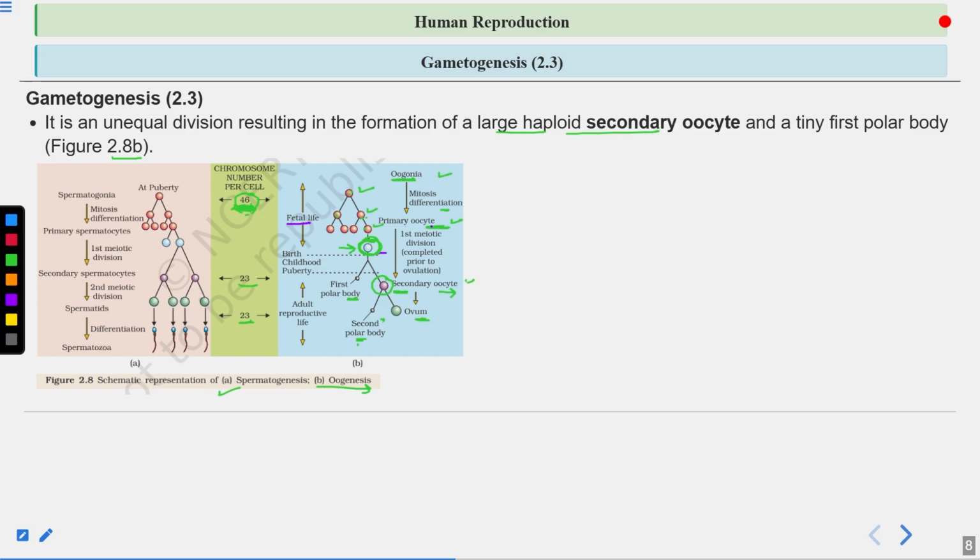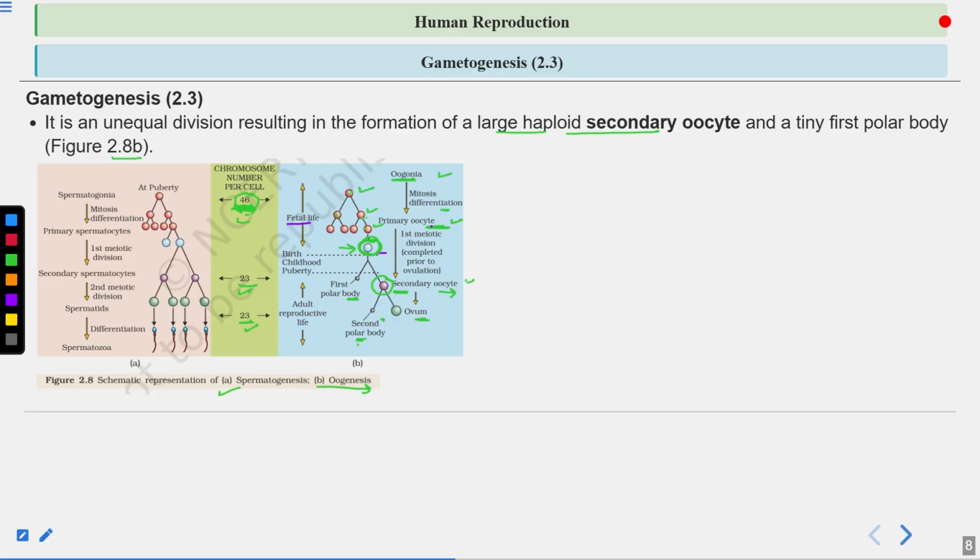Okay. One more thing, after meiosis 1, the secondary oocyte is formed. After meiosis 2, the ovum is formed. So you should remember everything: the ploidy level of these cells, how many chromosomes are present in these cells, and what cells are formed at what stage. Okay. So you can divide this whole oogenesis into different phases: fetal life, then birth, childhood, puberty, then adult reproductive life.